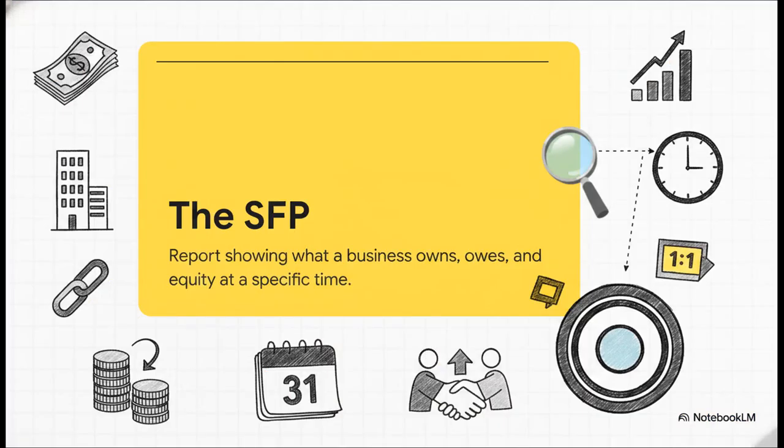So the Statement of Financial Position, or SFP for short, literally lays out exactly what a business owns, what it owes, and the owner's equity at one specific moment in time. Think of it like snapping a photograph of a business's finances. If you take that picture on December 31st, it freezes time right on that exact date. And this snapshot is absolutely crucial. It serves as the ultimate basis for decision-making for owners, creditors, and investors.